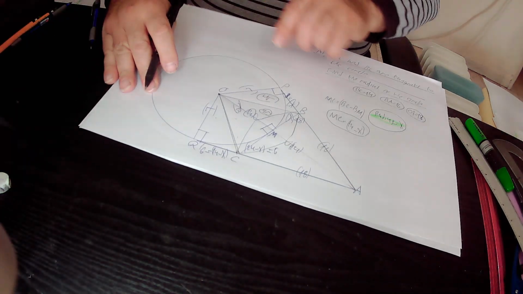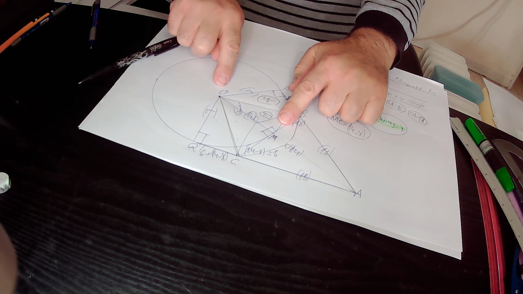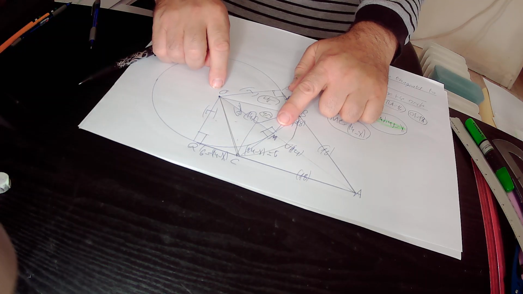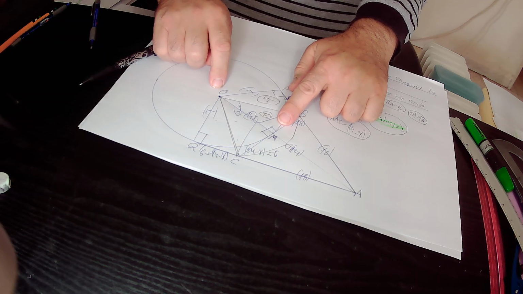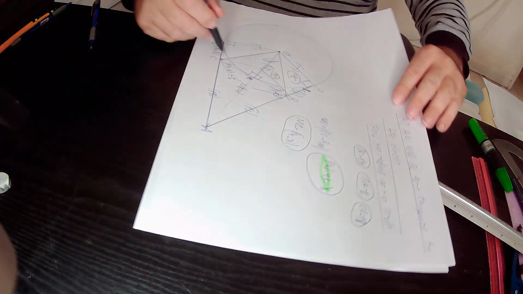What is the area of this right triangle COM? The area of this right triangle COM equals the base CM, that is 6, times the height MO, that is R over 2. So in total, the area of this right triangle CMO equals 6R over 2. 6R over 2 is 3R. 3R squared in size.